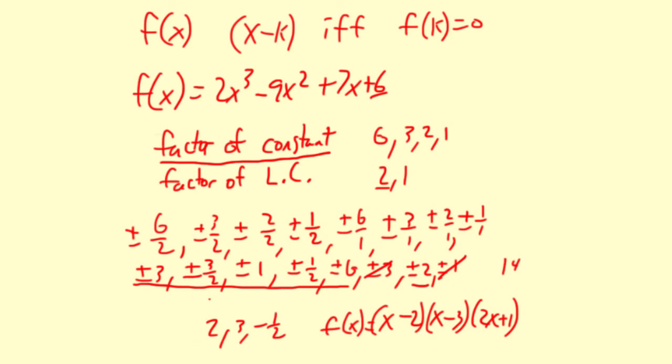So all of these fit on the list. 2 is on the list right here, plus 2. 3 is on the list, plus 3. Negative 1 half, that is on the list, negative 1 half. So this is just a way to make finding the factors and finding the zeros easier. And you'll see a lot of examples in the lesson. That's the big picture.